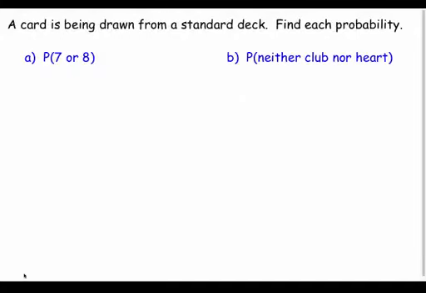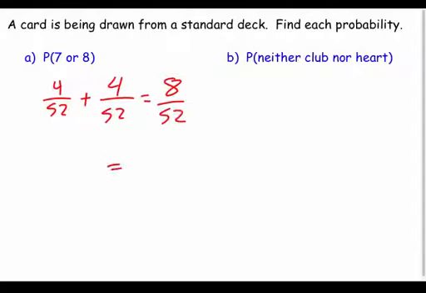So for example, here's a couple of them. Probability of a 7 or an 8. I can't pull out a 7 and an 8 at the exact same time. So what's the probability of pulling out a 7? Well, 4 out of 52. What's the probability of pulling out an 8? Well, 4 out of 52. You just add them up. So it's really 8 out of 52, and we'd simplify that. 4 goes into the 8 twice, and 4 goes into 52, well, we just talked about that, 13 times. So it's really 2 out of 13.